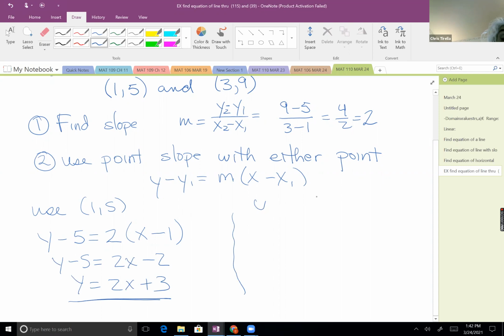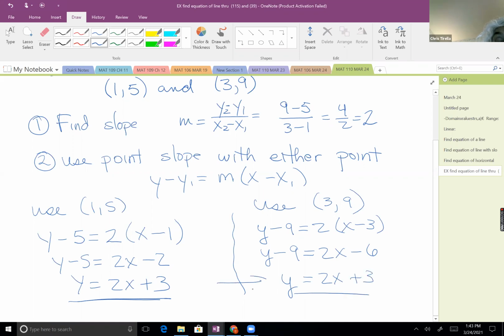Instead, if I use the other point, the point (3, 9), I'd have y minus 9 equals 2 times x minus 3. And right now they look significantly different. But if I clean them up, y minus 9 equals, distributing, 2x minus 6. And when I add 9 to both sides, I get y equals 2x plus 3. And so do you see, it just doesn't matter which point you use. You should get the same results with either point.